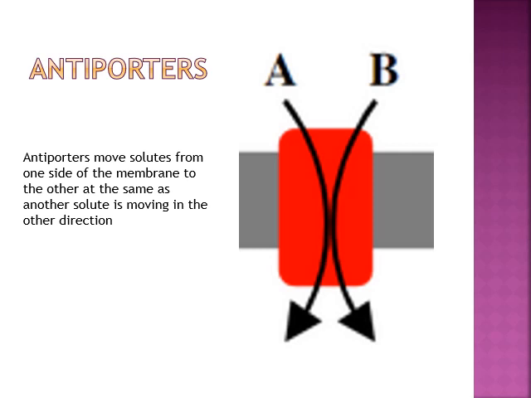Why not just have two one-way ones? Is that the question? Why are there three different ways of getting it through?